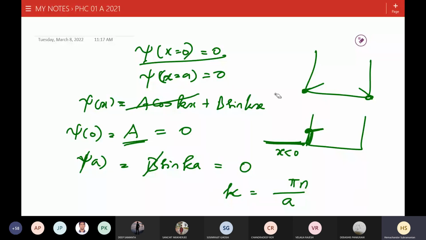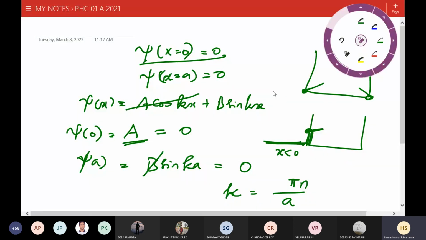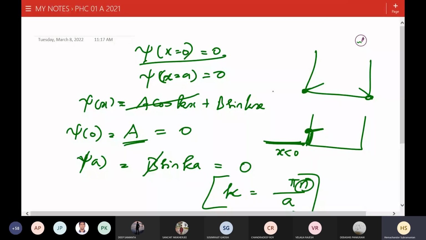So basically, this is where you get your quantization condition. You see the n is an integer. This is where the discreteness of quantum levels comes from. When you say S, P, D, F, and all that, those are discrete energy levels. So where do these discrete energy levels come from? It comes from here. This n is an integer.